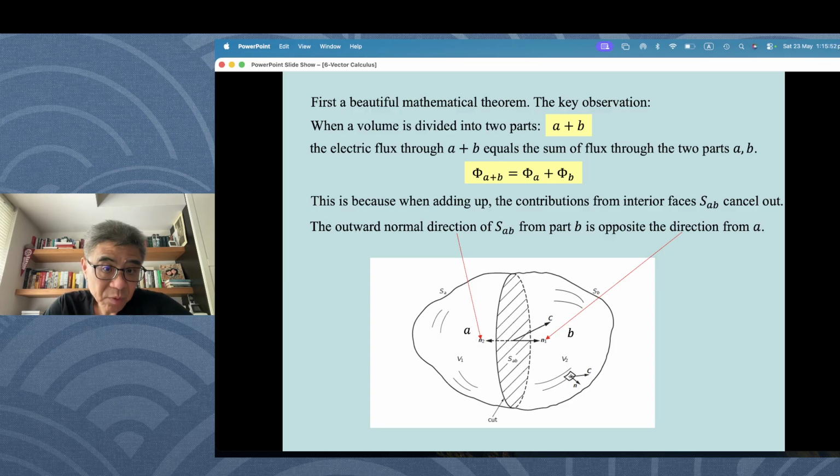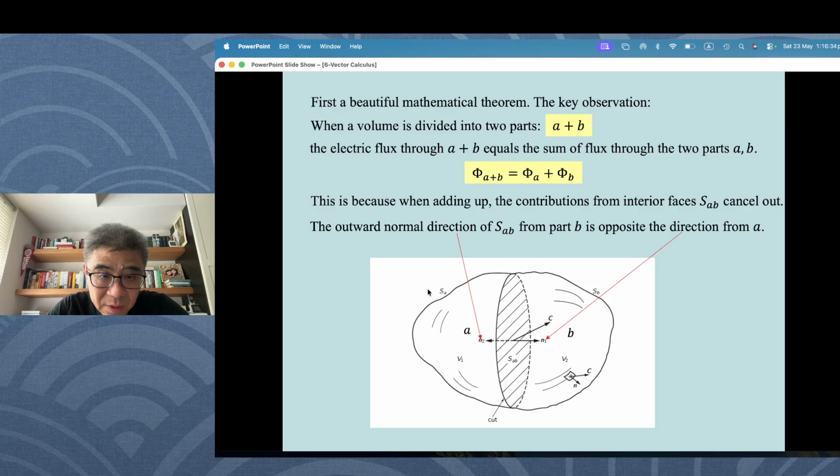But the electric field on the surface SAB has only one direction. So if you multiply the electric field with N1, it will be opposite to multiplying the electric field with N2. N1 and N2 are opposite to each other. Therefore, when you calculate the electric flux, the contribution from N1 for phi A will cancel out the contribution from N2 for phi B. Therefore, it will cancel out.